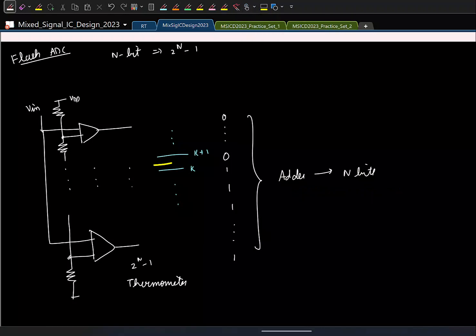So we also saw how we can make a differential version. In a differential case, the input is a differential input ΔV, and we give the plus input and minus inputs as VCM plus ΔV/2 and VCM minus ΔV/2. And if the supply is from 0 to VDD, what is the range for the differential input? Yeah, from −VDD to +VDD.